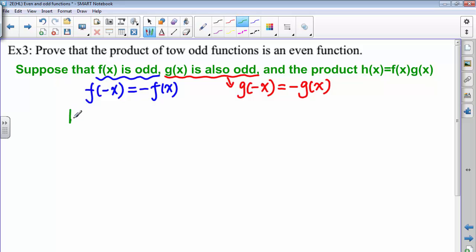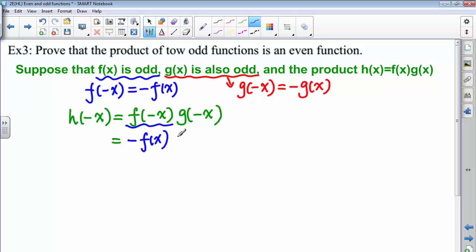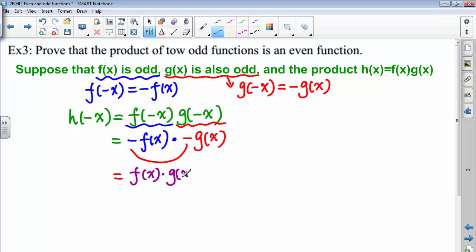So h of negative x right now is f of negative x times g of negative x. And we know this one is negative f of x times, and g of negative x is negative g of x. So negative negative becomes positive. So the result is f of x times g of x. And this one is just h of x.